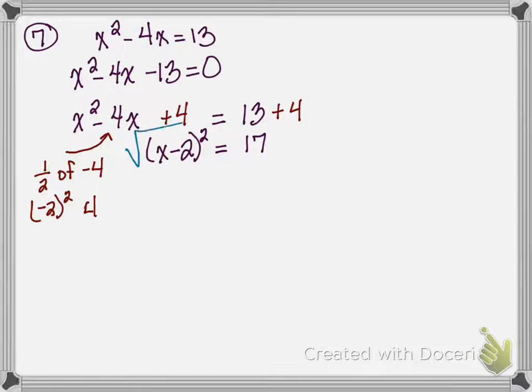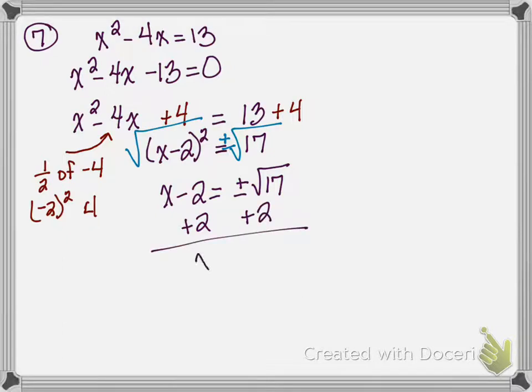Now I'm going to take the square root of both sides. When I take the square root of the right-hand side, I have to put plus or minus. So then I am left with x minus 2 equals plus or minus the square root of 17. And my last step here is to bring the 2 over. So my final answer is x equals 2 plus or minus the square root of 17.